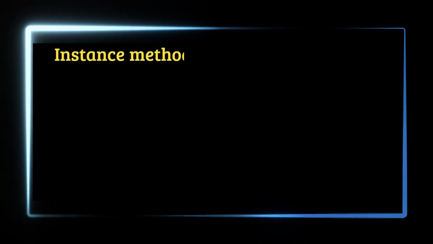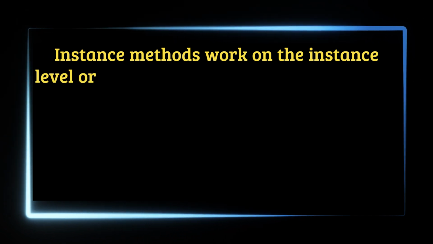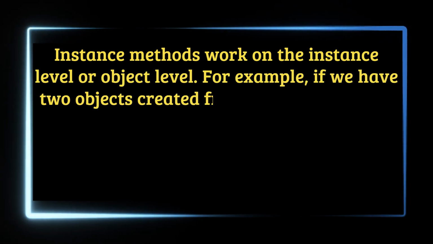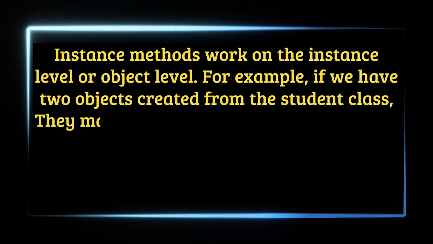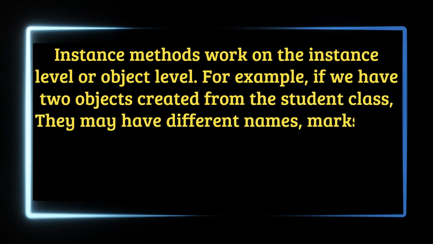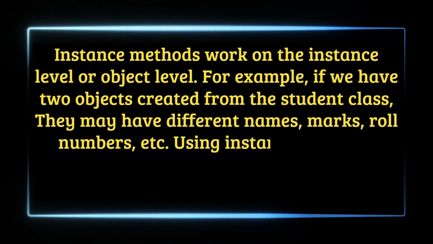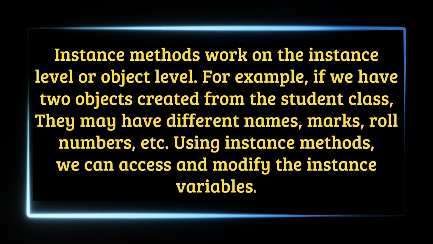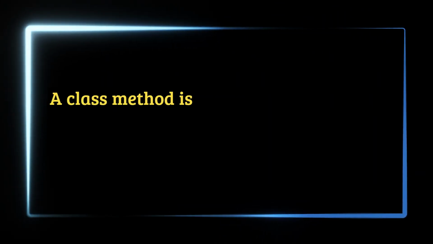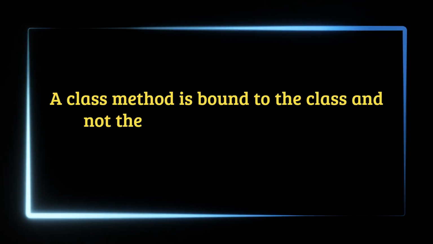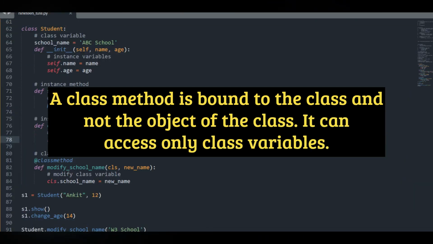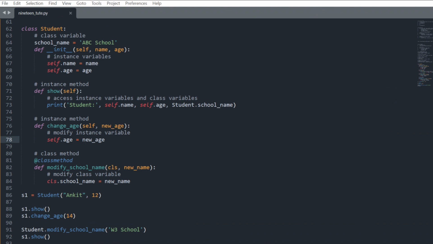Instance methods work on the instance level or object level. For example, if we have 2 objects created from the student class, they may have different names, marks, roll numbers, etc. Using instance methods, we can access and modify the instance variables. A class method is bound to the class and not the object of the class. It can access only class variables. This is an example of defining and calling an instance method and a class method.